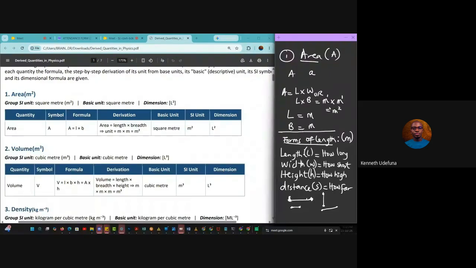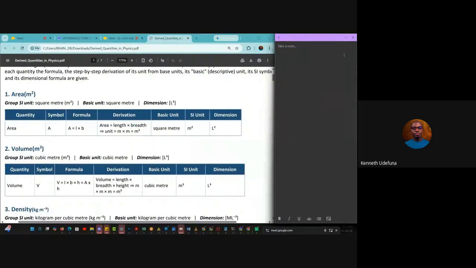Now the next one that we're going to consider is what we call volume. I'm going to be taking my time to explain this gradually. I'm not going to rush this. So we're going to learn this very, very well. Okay, so now let's look at the next one. Our number 2 is what we call volume.